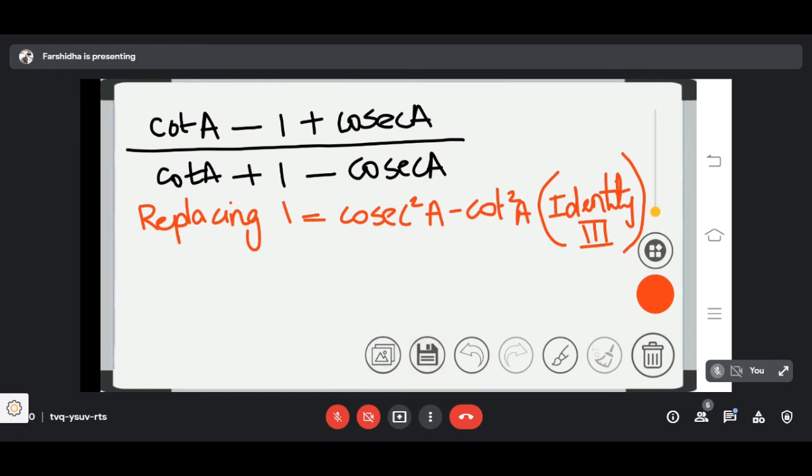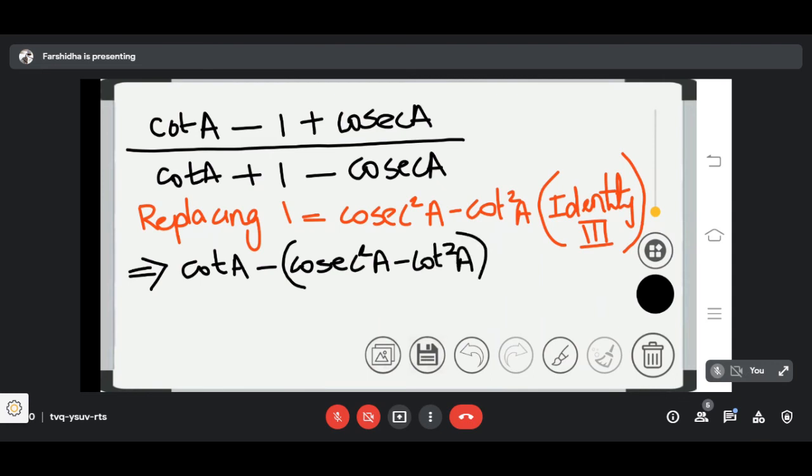So in the numerator side, instead of this 1, in the next step, we'll write cosec square A minus cot square A. We won't write that 1. Equal to cot A minus, instead of 1, we are going to write cosec square A minus cot square A. So write in a bracket cosec square A minus cot square A.